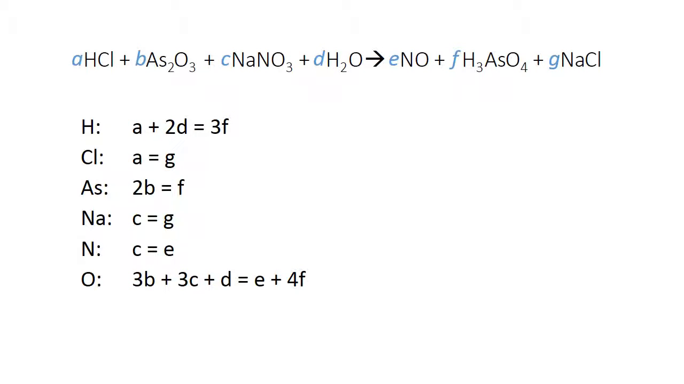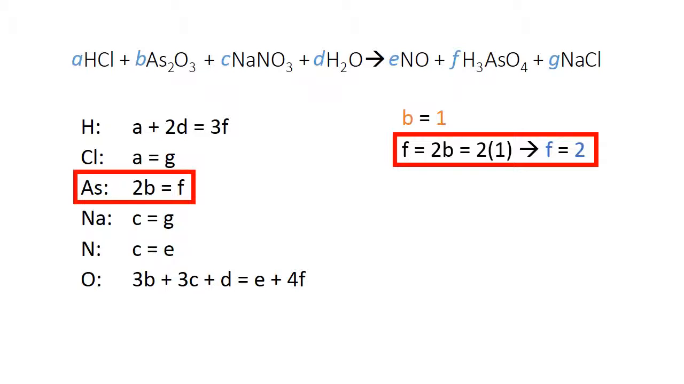In order to begin solving the algebraic equations, we must establish one of the coefficients as 1. You can choose any of the coefficients because stoichiometric coefficients are relative values. For the purpose of this problem, we will establish B as equal to 1. Plugging B equals 1 into arsenic's algebraic equation, we find F is equal to 2.